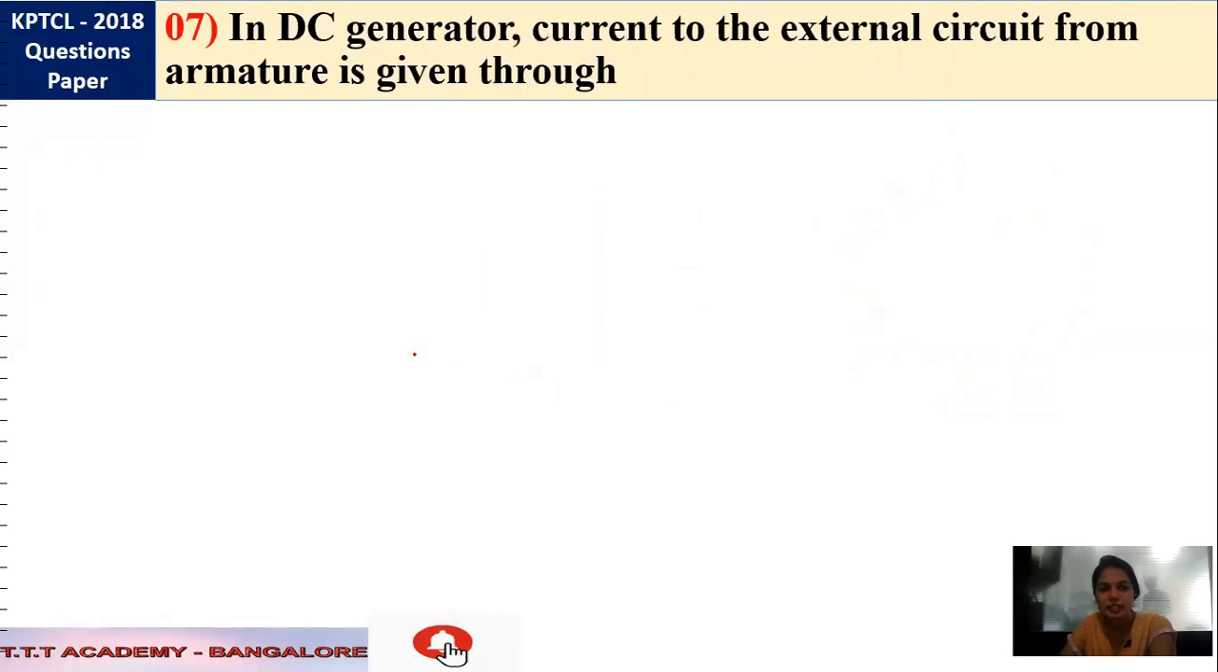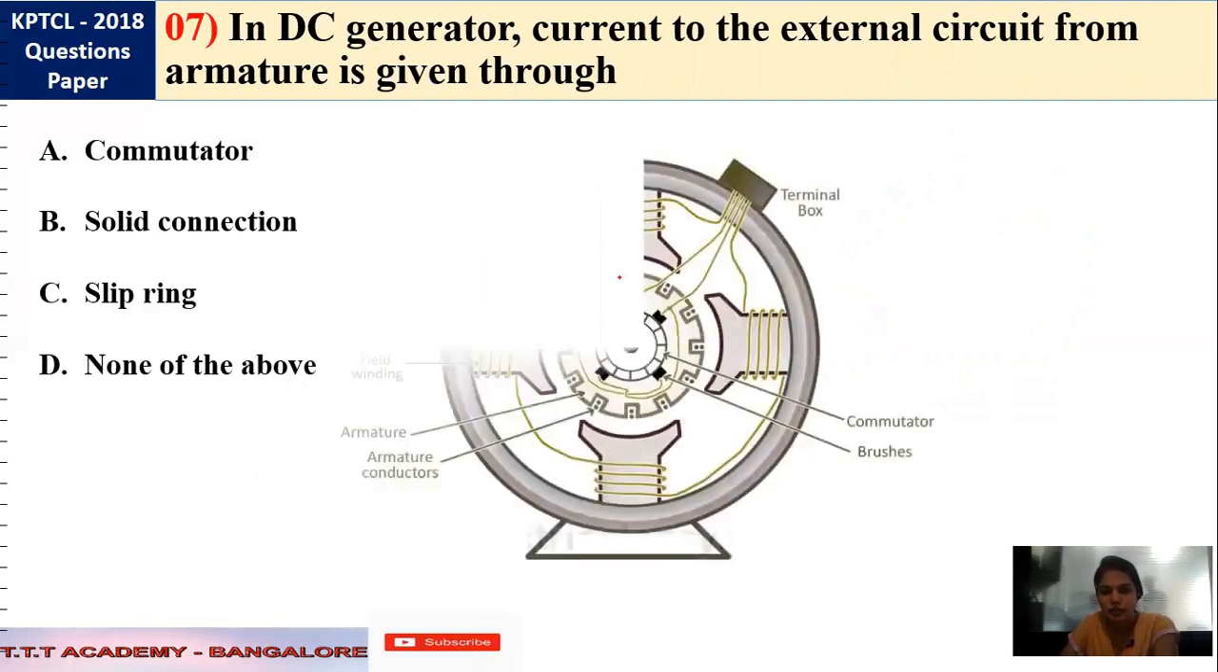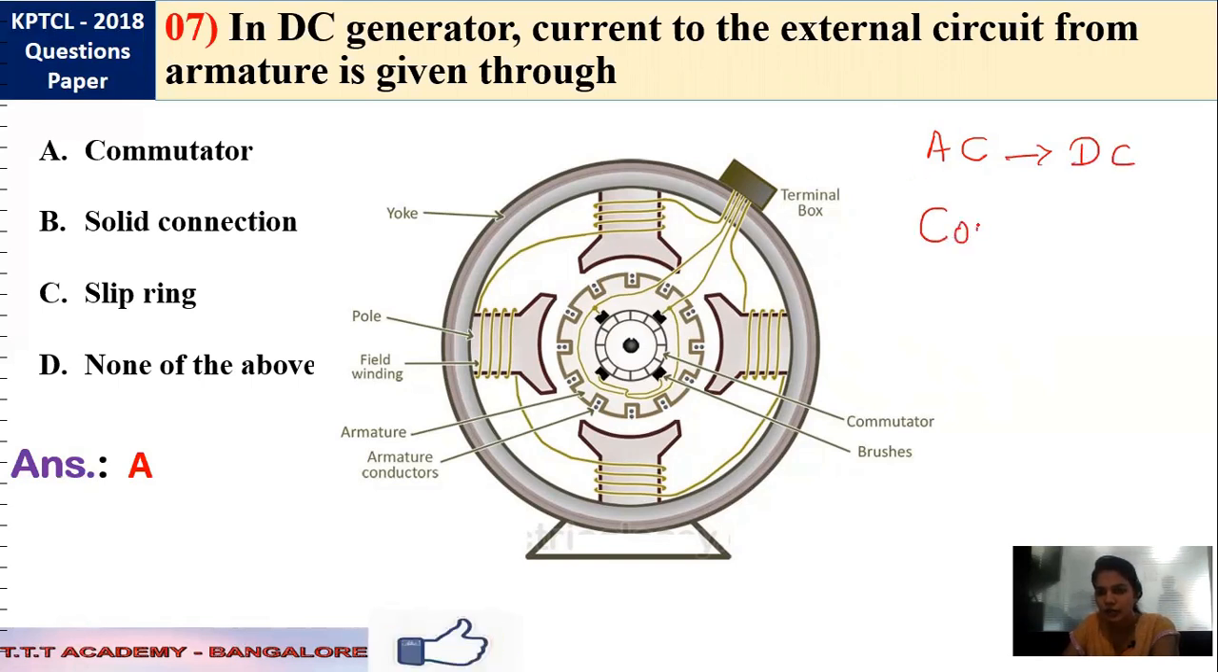So the seventh question is, in a DC generator, the current to the external circuit from the armature is given through. So these are the options. This is what the construction of a DC generator looks like. In all generators, the generated voltage will be in the form of AC. So in order to convert AC to DC, in case of DC generators, commutators are used.